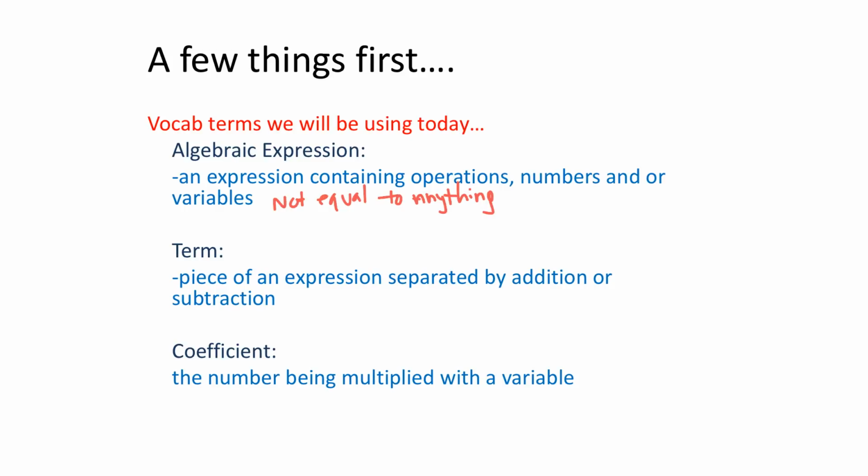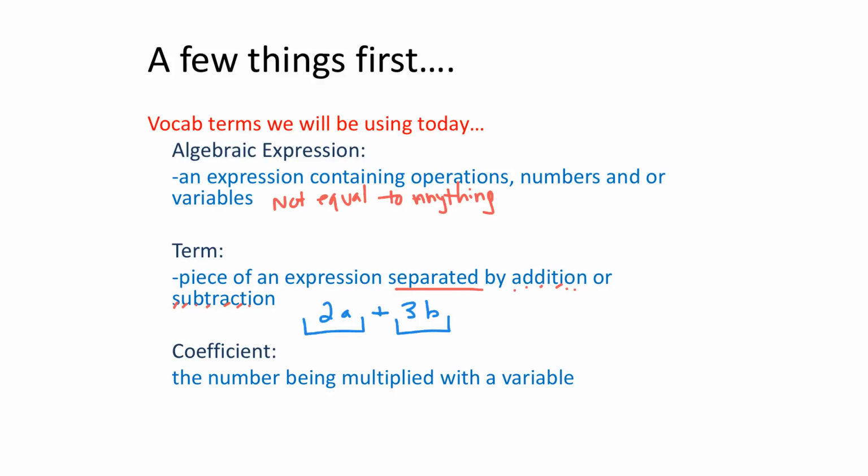The next thing is a term. A term is a piece of an expression, and it's separated by addition and subtraction. Anytime you see addition and subtraction, it separates terms. For example, if I gave you 2a plus 3b, 2a is a term and 3b is a term. They're separated by addition, so they're different pieces of our expression.